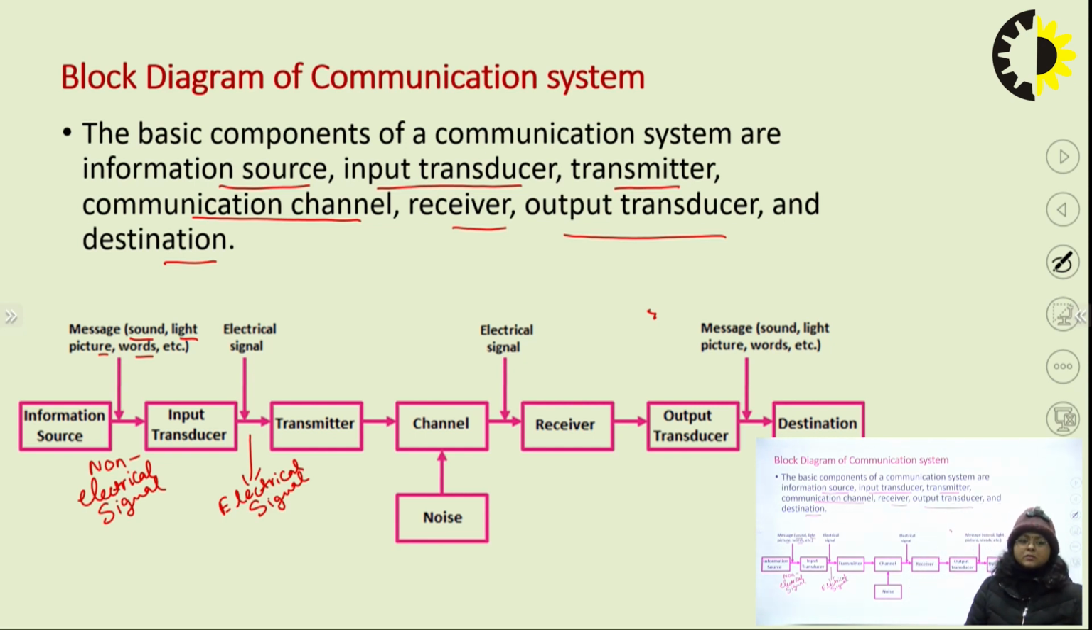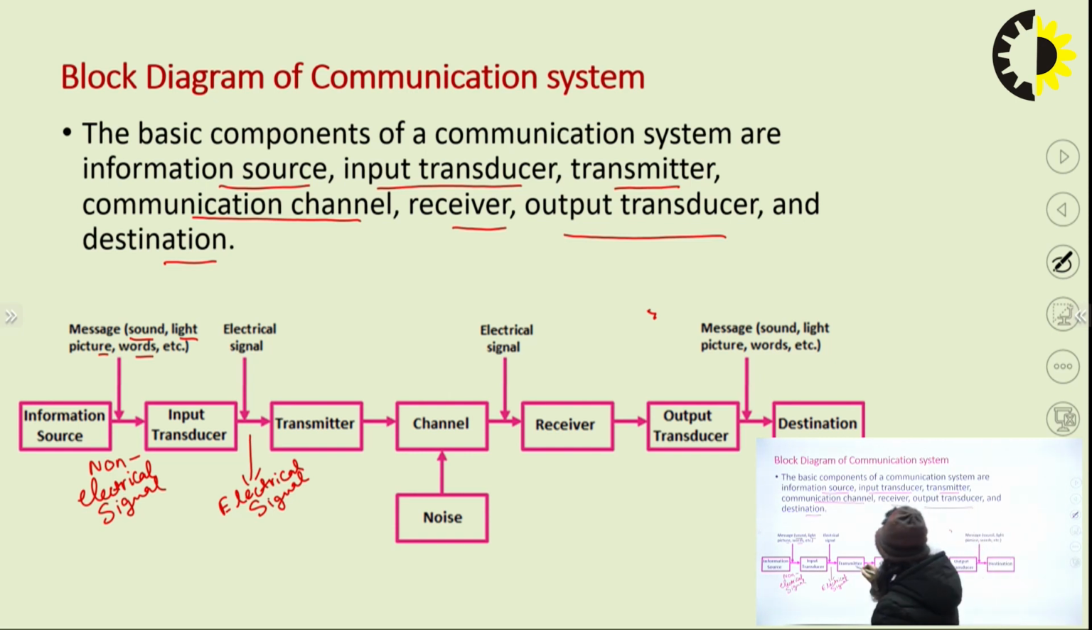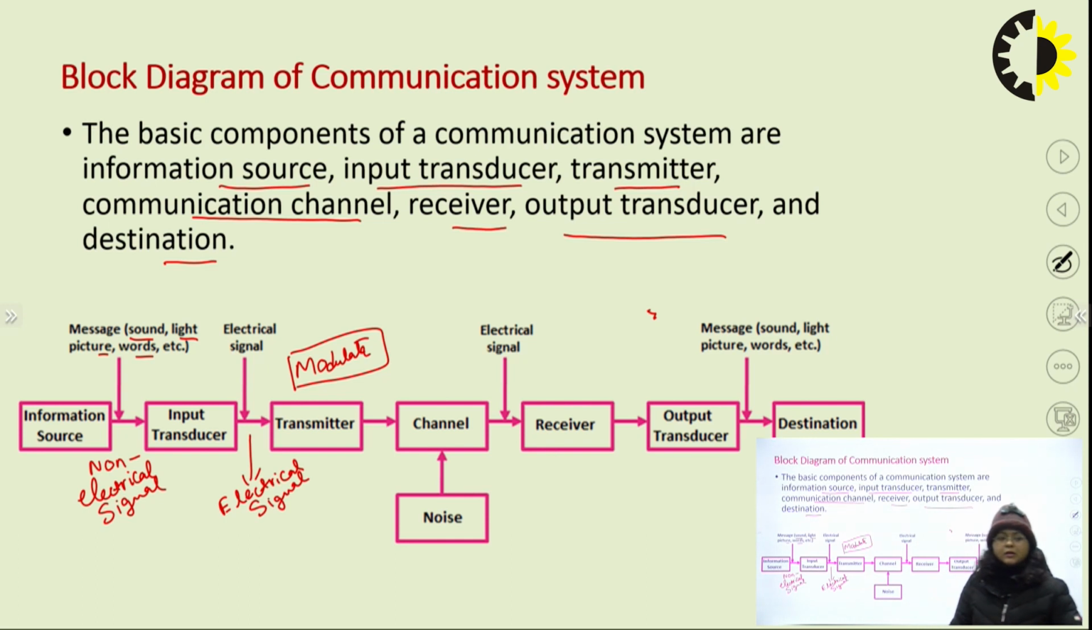Now what does transmitter do? Transmitter basically amplify and modulate the signal. The major important block within transmitter is modulator. What is modulator?